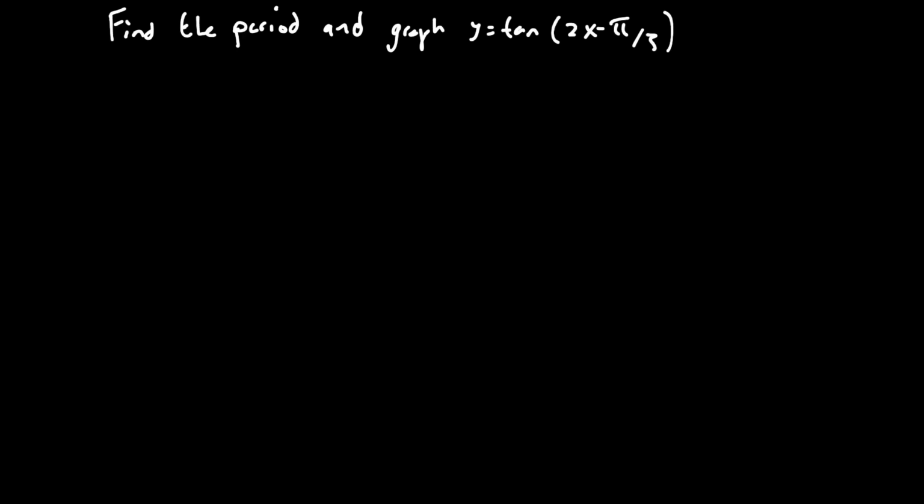Let's find the period and graph the following function. Again, first we want to place this in standard form. And to do this, we're going to go ahead and pull a 2 out of each of these terms here. And we'll get y is equal to tan of 2 times x minus pi divided by 6. And this gives us 2 pieces of information. Again, it tells us our period, which is determined by this 2.